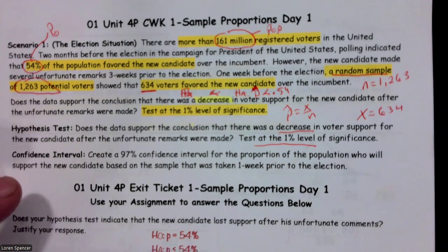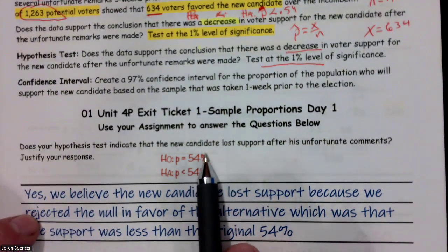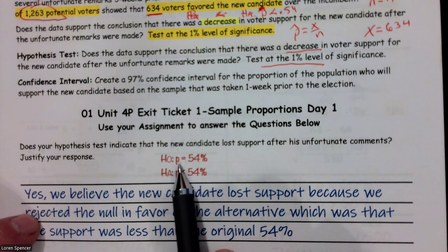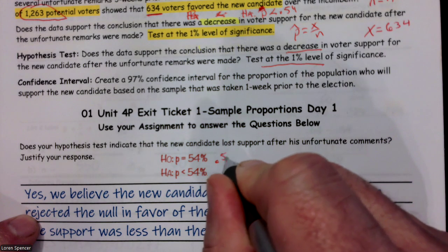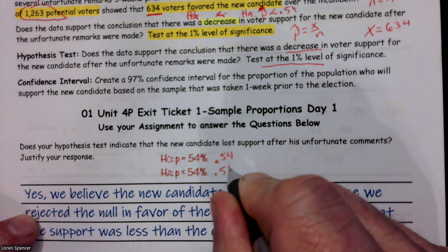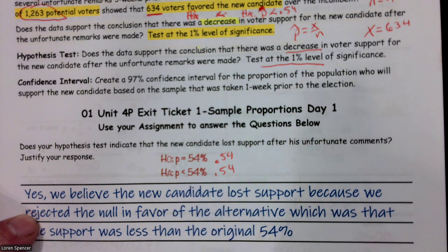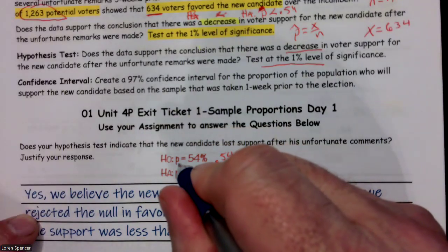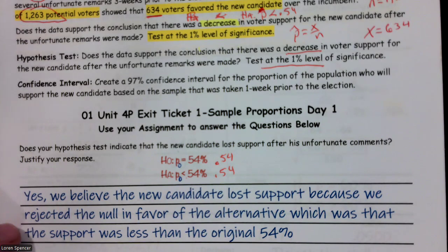So let's look at this first part. Does the hypothesis test indicate that there's a decrease? Well, our null hypothesis was that it equals 54%, or equals 0.54. Don't forget, you can always divide by 100. And the alternative was, is it less than 0.54? And these p's don't have to have a zero on there, but if it helps you out, keep in mind zero for null or not.